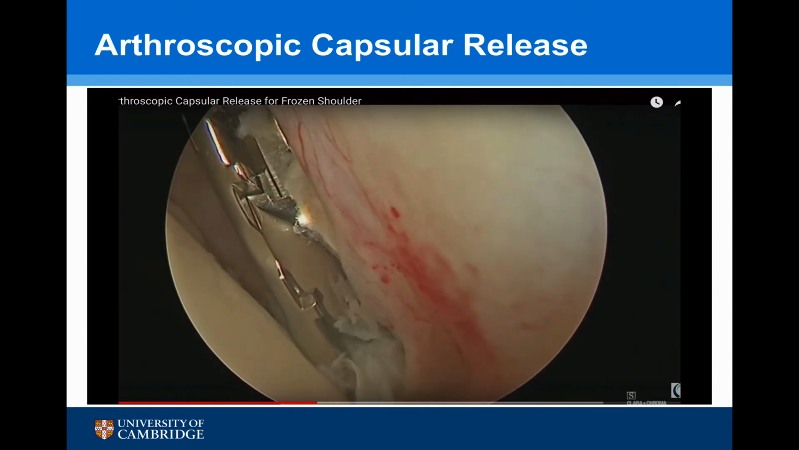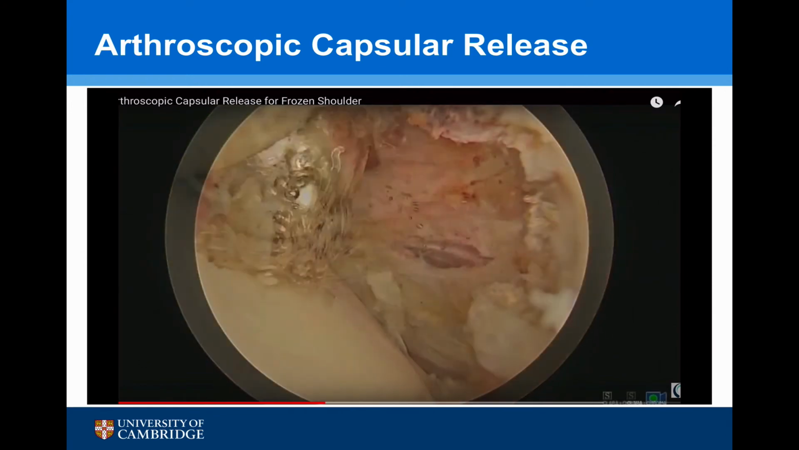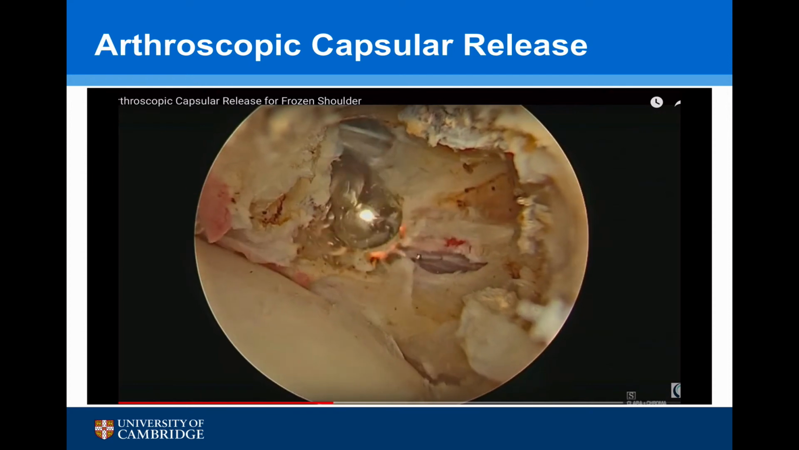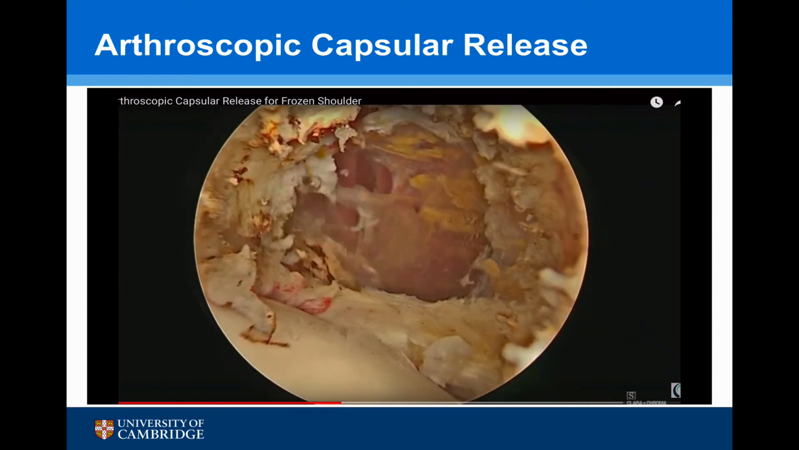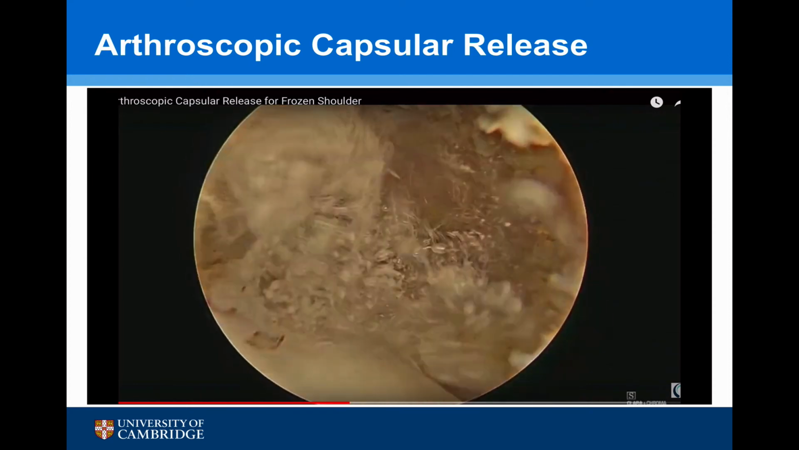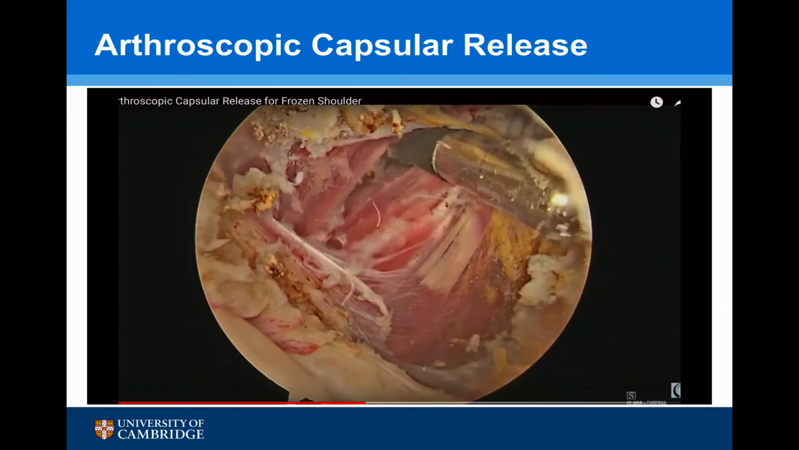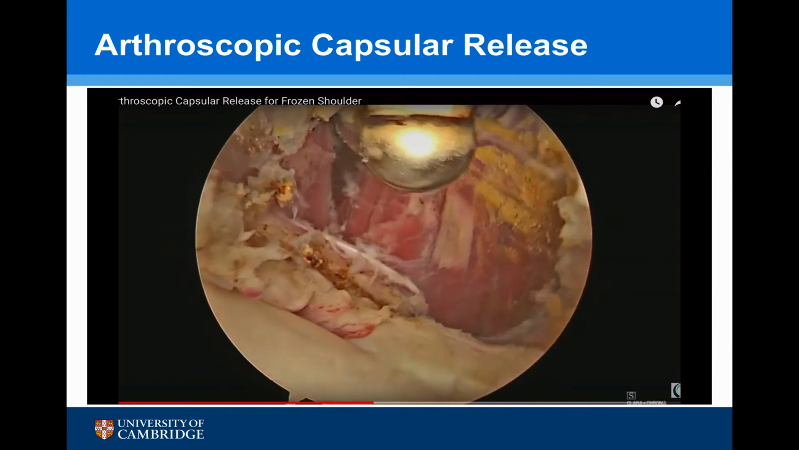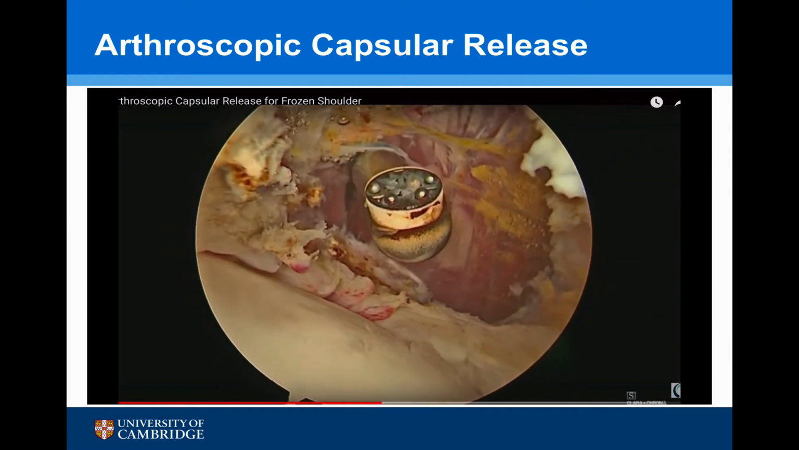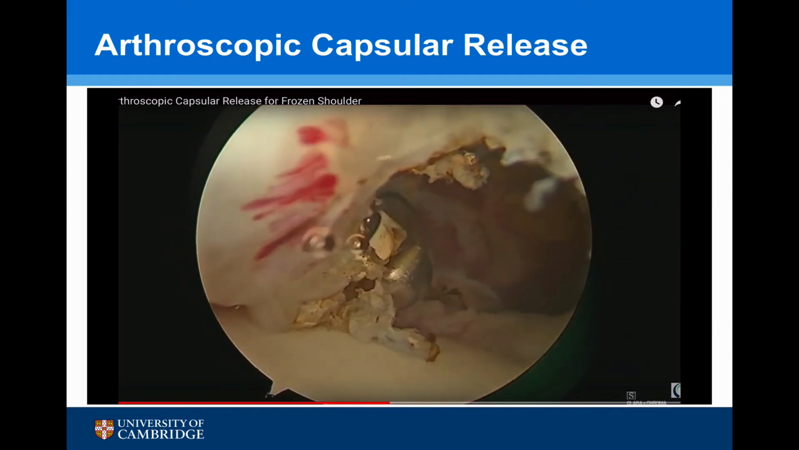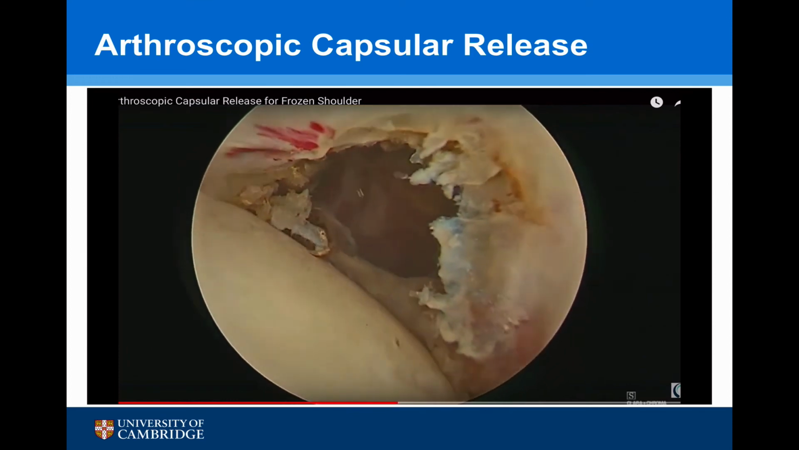Having released the anterior-inferior capsule, attention is now taken towards the rotator interval. The radiofrequency probe is used to remove the tight capsular material from within the rotator interval. We can see subscapularis being revealed. Working superiorly, the rotator interval tissue is released right up to the anterior edge of supraspinatus and the long head of biceps.